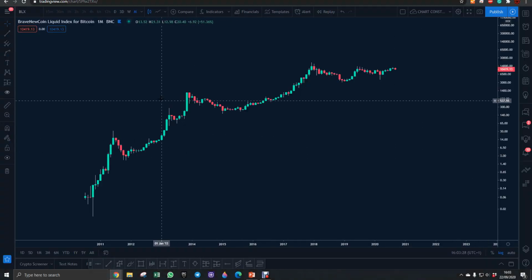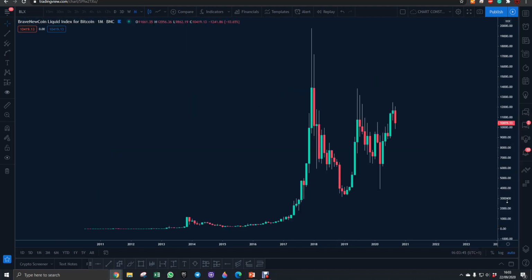So what we have here is the TradingView tool. You can select your ticker up in the corner here. You just type in Bitcoin or whatever and it'll bring up the different options that you can select. In this example, I'm using the Brave New Coin Liquid Index for Bitcoin.